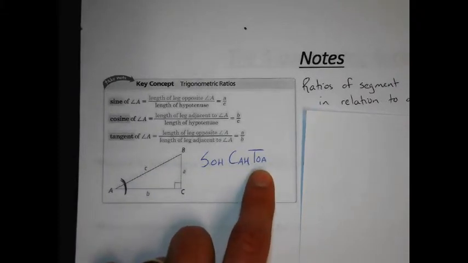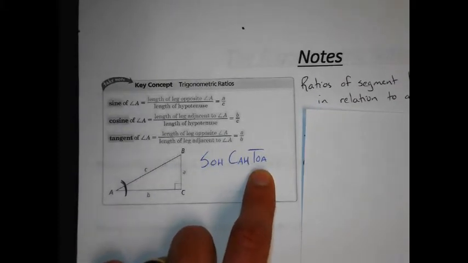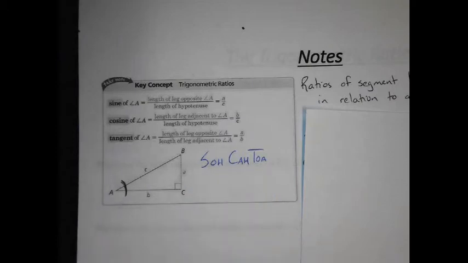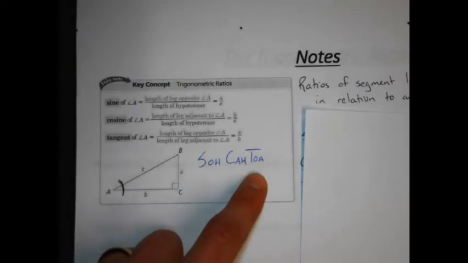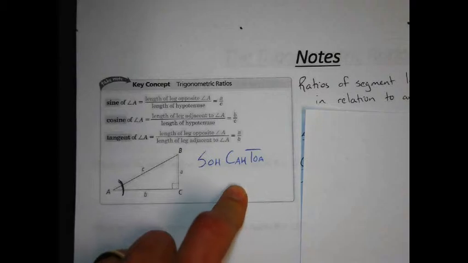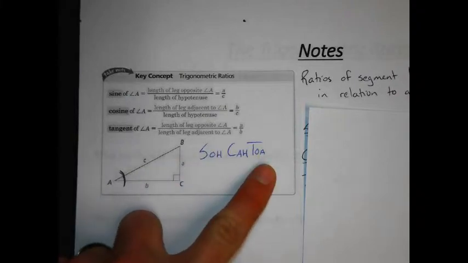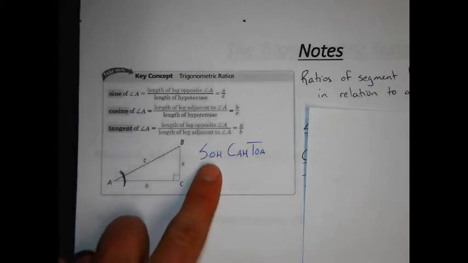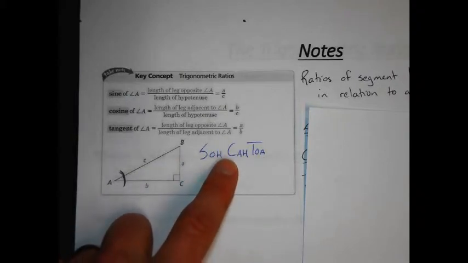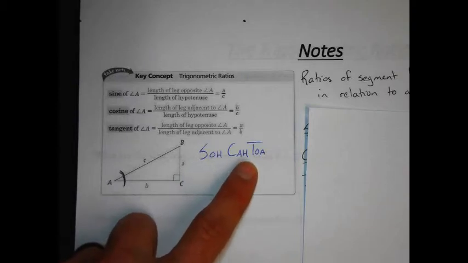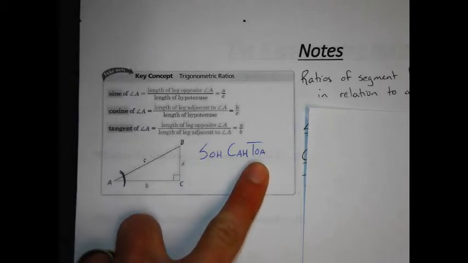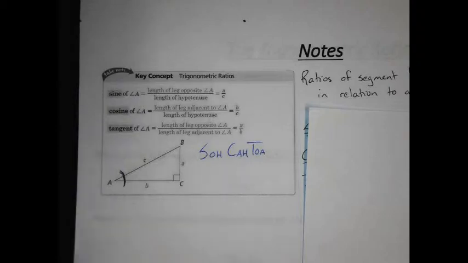Now, the way you can remember this, the way I remembered it anyway, is Chief Sohcahtoa. Good old Chief Sohcahtoa is our trigonometry chief. So you can remember Sohcahtoa: sine, opposite over hypotenuse; cosine, adjacent over hypotenuse; and tangent, opposite over adjacent. And that is the rough sketch of the trigonometric ratios.